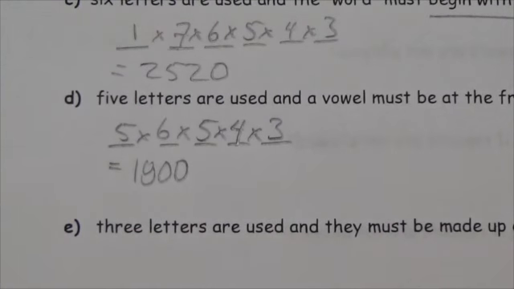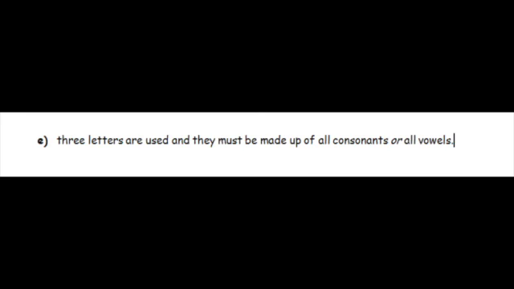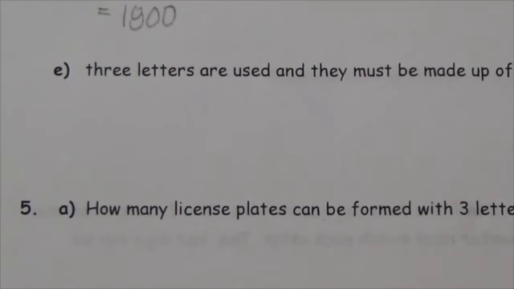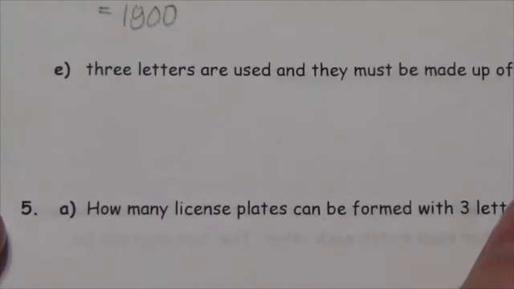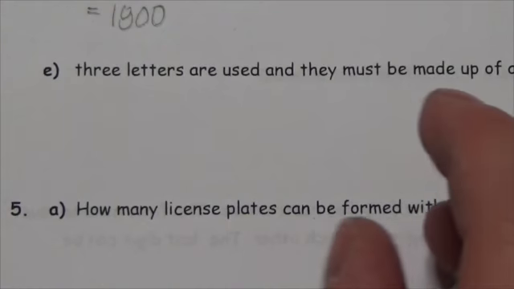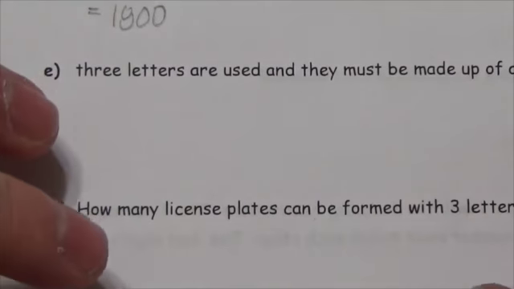Okay, 1,800 different ways that we can arrange these letters, starting with a vowel, ending with a consonant. 3 letters are used, and they must be made up of all consonants or all vowels. Okay, now here's the first time we're running into this sort of situation, where we've got 2 different ways that this particular question could be answered.